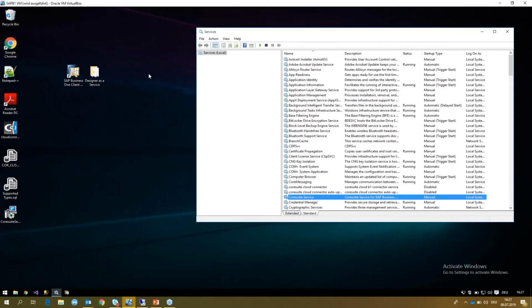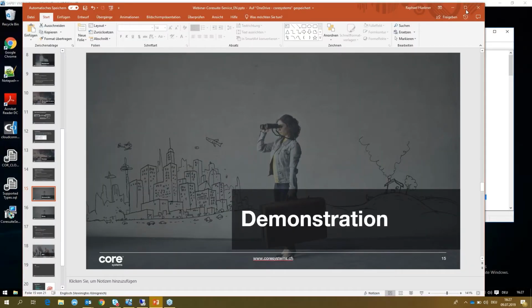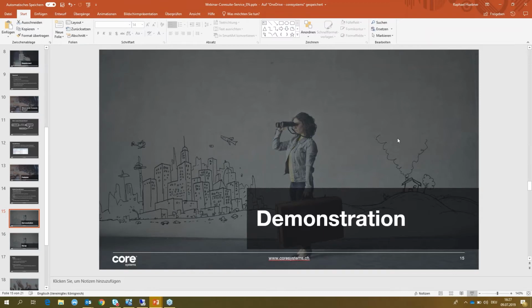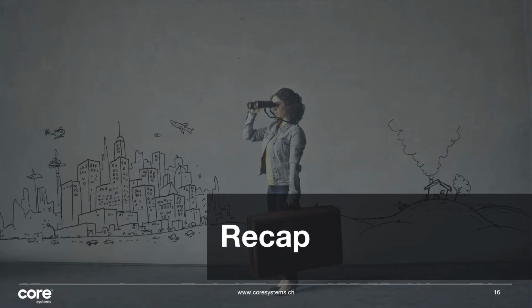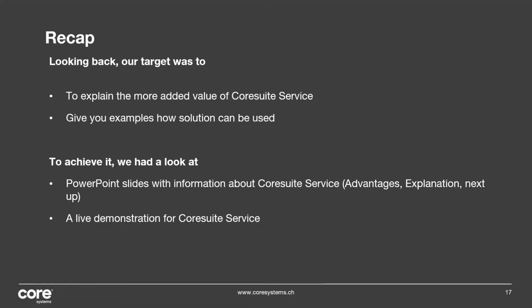Let me think a second if I forgot something I wanted to show you, but I think we are good so far. So we can jump back to the PowerPoint, because now we are coming to the last 4 slides. Looking back to the target, I wanted to explain to you the more added value of Coresuite Service. Hopefully you have been able to see this here with the examples of mailing or printing. And to achieve this, we used some PowerPoint slides and also did a live demonstration of Coresuite Service so that you can see how it looks.